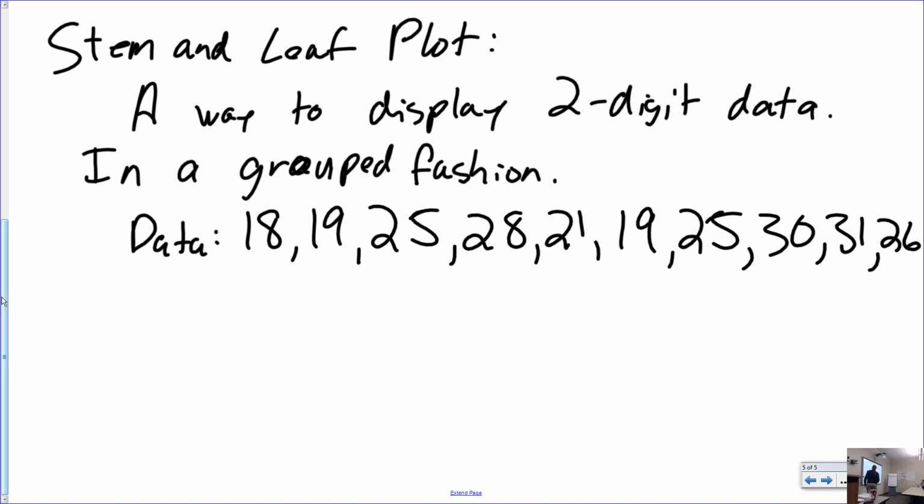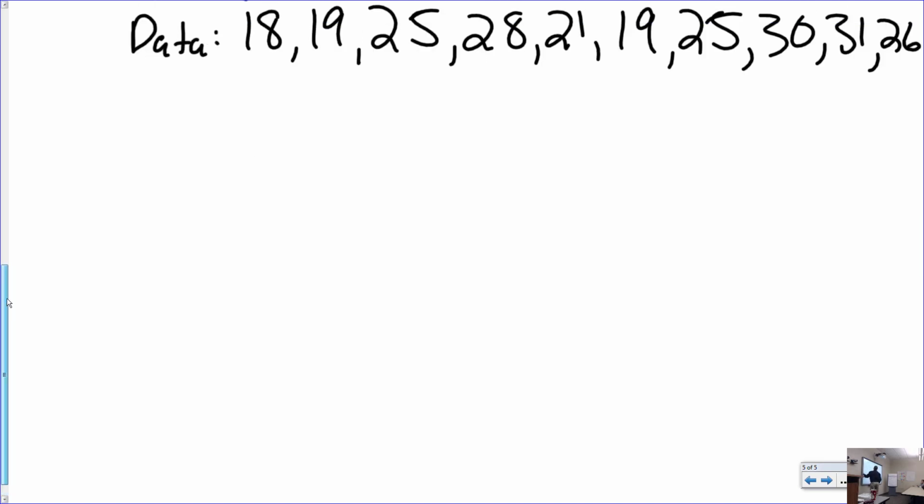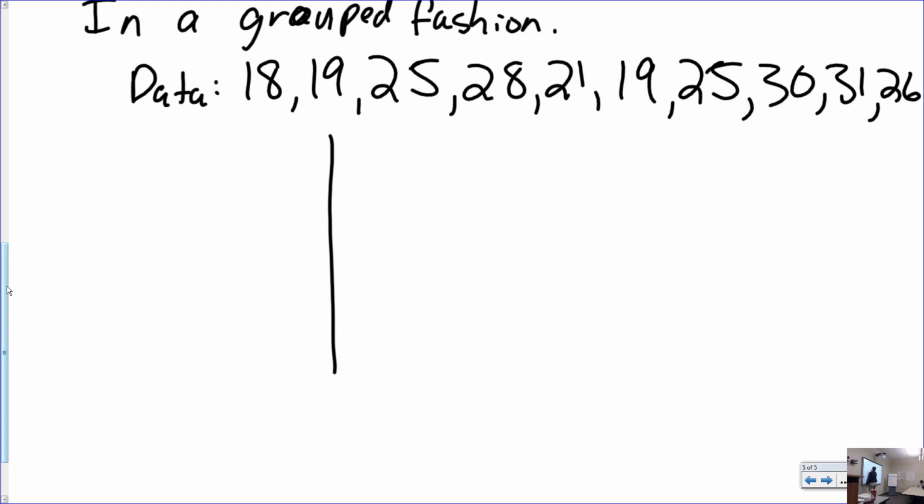So a way that you can create the data is use the stem and the leaf approach, right? And the stem is the leading digit. So how many different leading digits do we have?